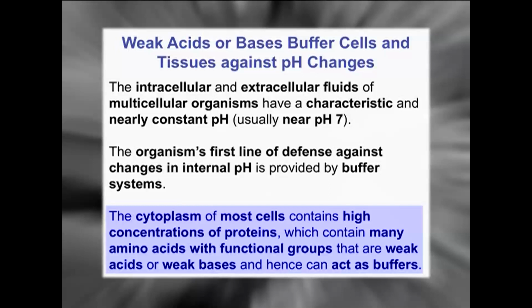There are a lot of processes going on within and outside the cell that will shift the pH from 7, either lower it or increase it. But cells have buffer systems to prevent the change in pH. For example, the cytosol. Cytosol contains a large amount of proteins. Proteins are composed of amino acids, and there are different types of amino acid side chain residues. Some of them are weak bases, some of them are weak acids. Hence, those side chains can act as buffer systems.